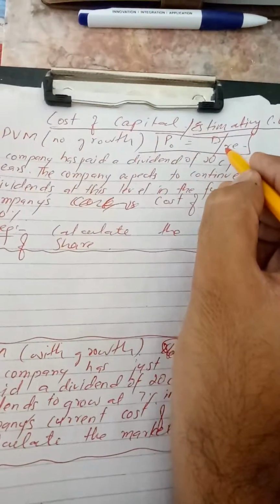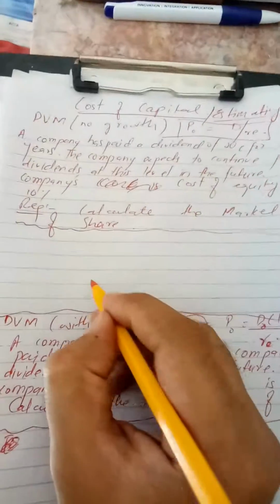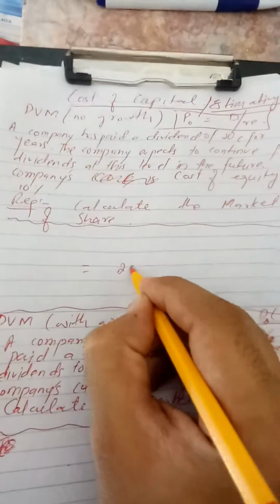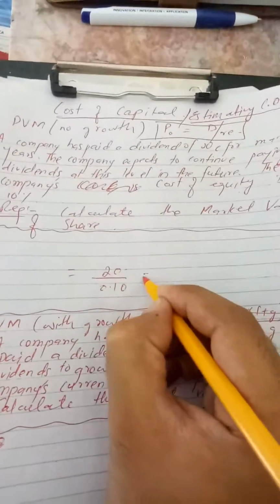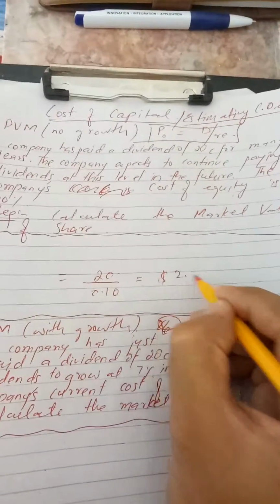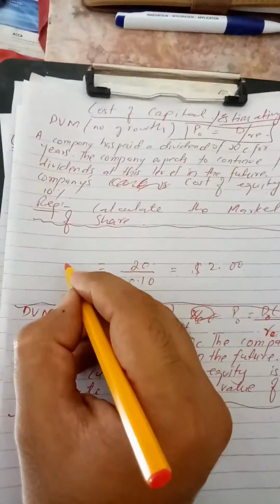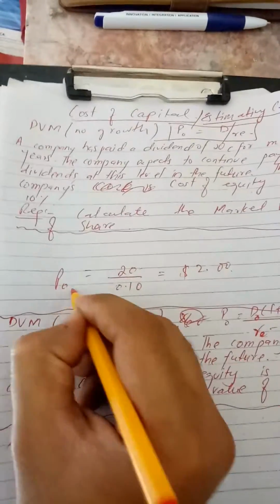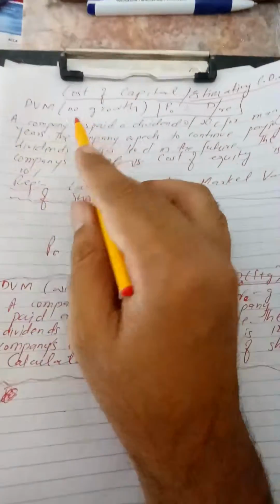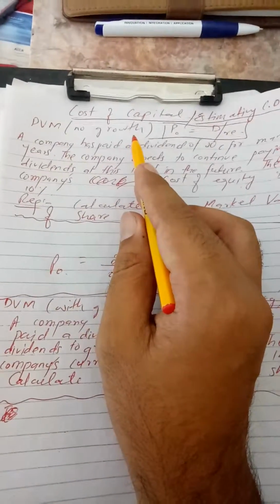This is the formula. P naught is equal to dividend divided by return on equity. So just putting in the values, that would be 20 divided by 10%. That would be $200. Okay, that would be the P naught. And that is DVM with no growth, or the cost of equity with no growth.